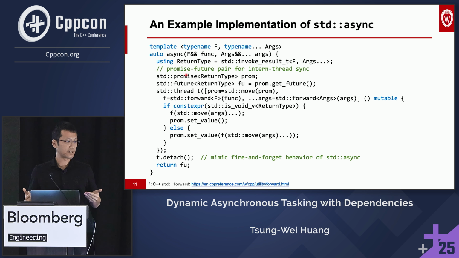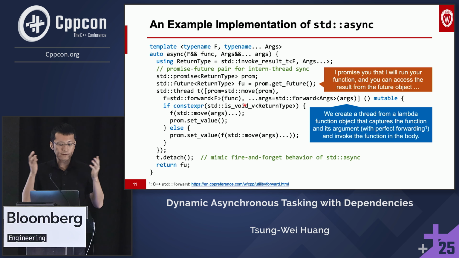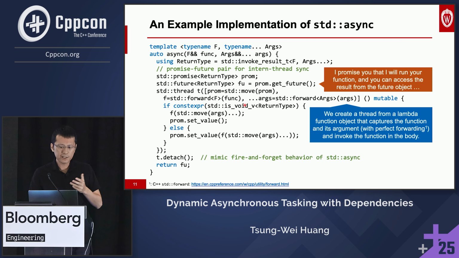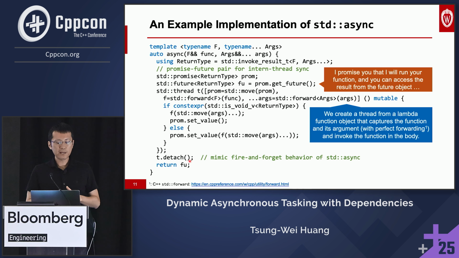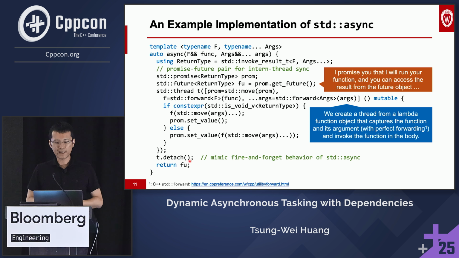Next, we create a thread from a C++ lambda function object that captures the function and its arguments using perfect forwarding, and then we can invoke the function in the body of the lambda function object. Then we detach the thread to mimic the fire-and-forget behavior of std::async. And finally, we return the future to the caller.